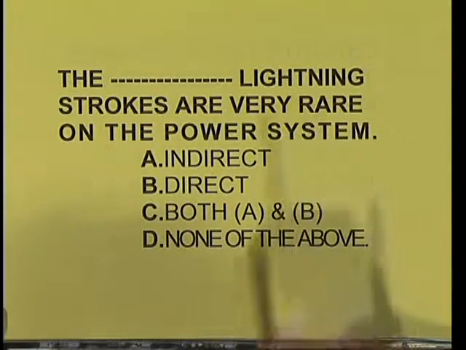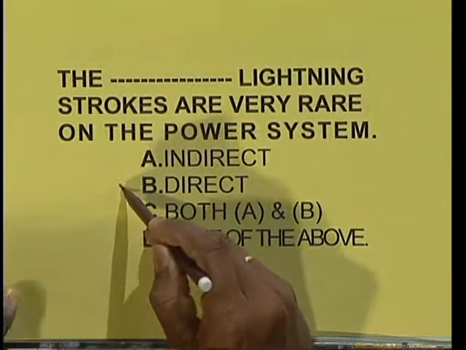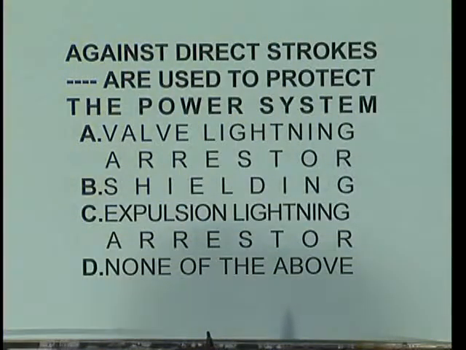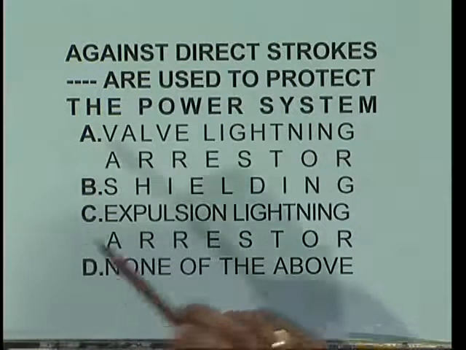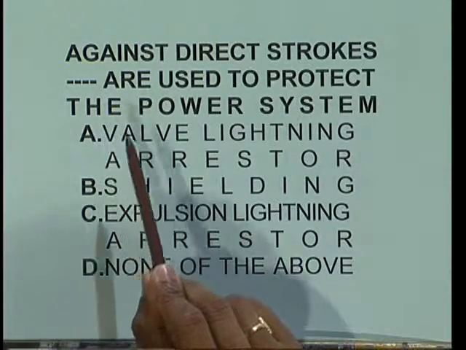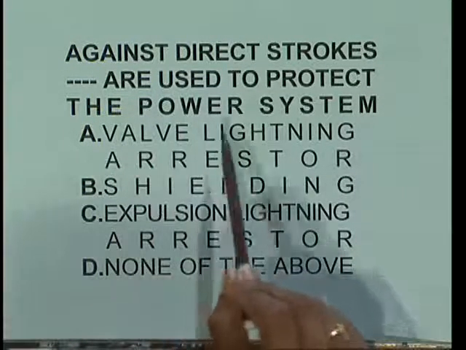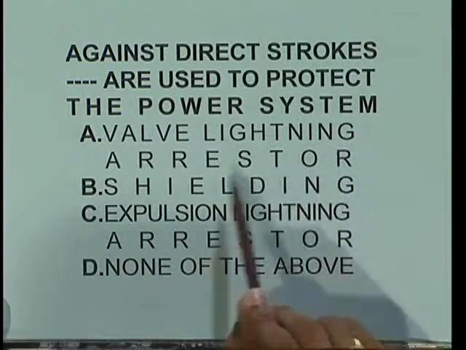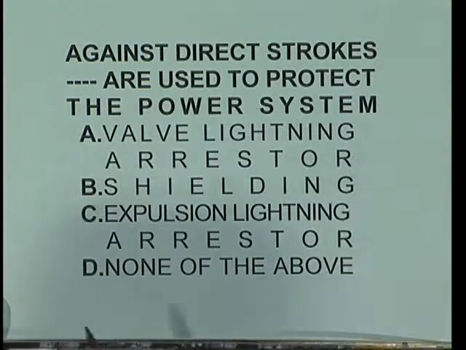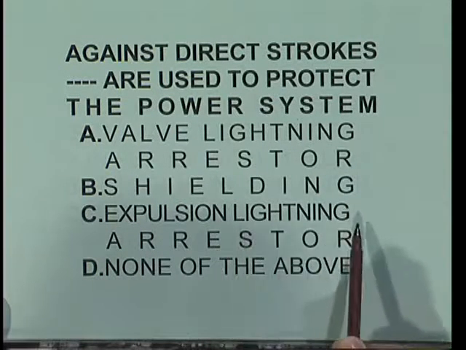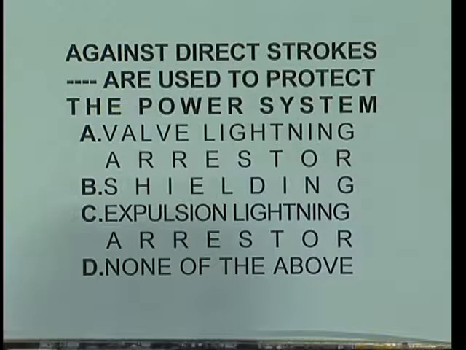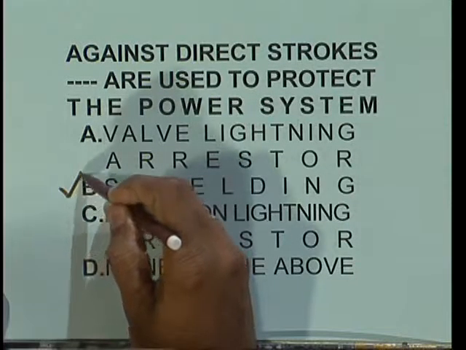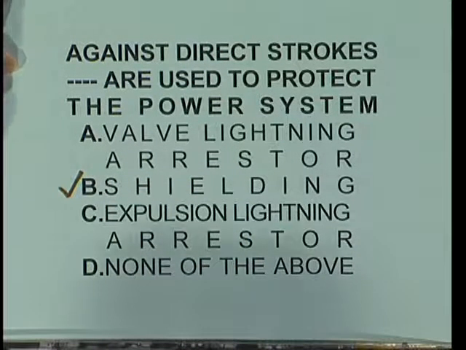So direct strokes are very rare, that is B. Direct strokes are very rare. And next one is: against direct strokes, dash are used to protect the power system and its equipment. A. valve lightning arrestor, B. shielding, C. expulsion lightning arrestor, D. none of the above. The correct answer is shielding. For direct strokes above the substation, a network is provided, that is called shielding.